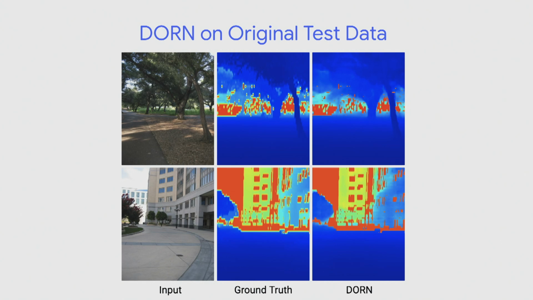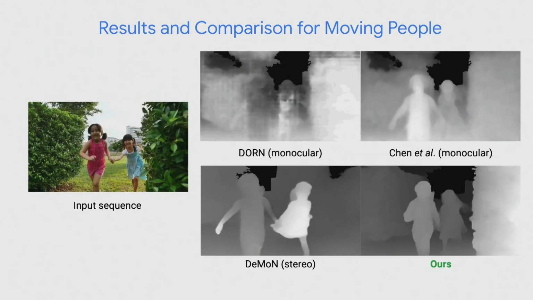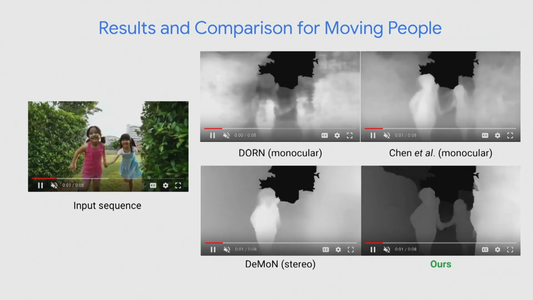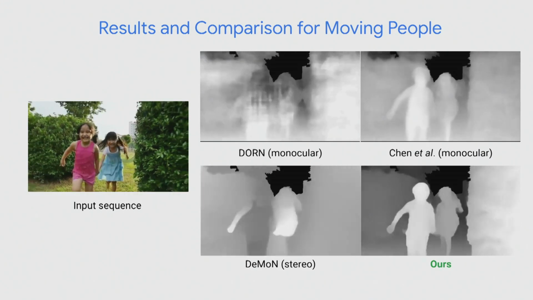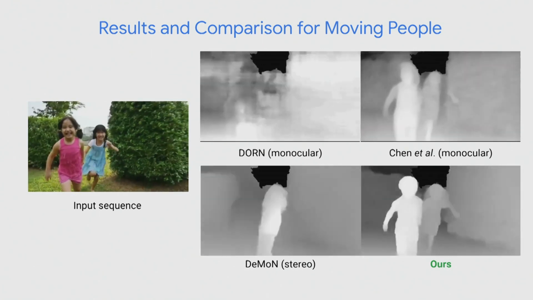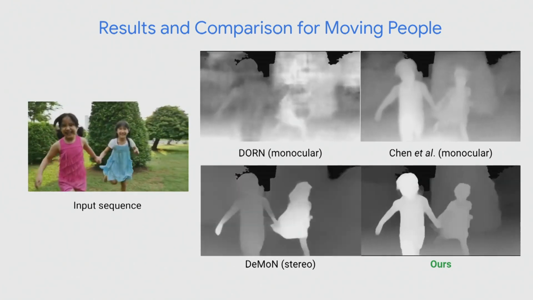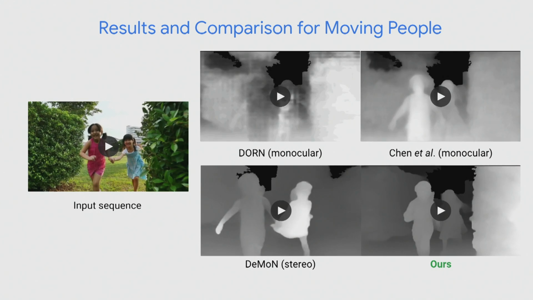This is DORN on the original test data that the method was developed for. So there are no people in this scene, and it works pretty nicely, actually. These are good results. This method had the top-ranked results on the KITTI benchmark for a while. And what you're seeing here is a network that's got a good architecture, but is totally confused because it just hasn't seen that sort of input before. That's the upper left, DORN there.